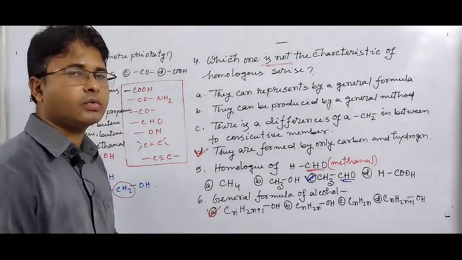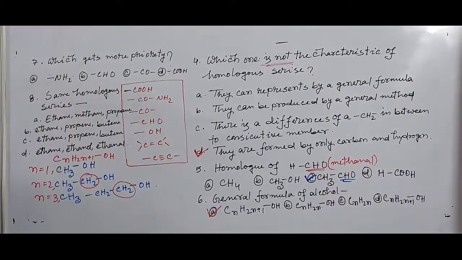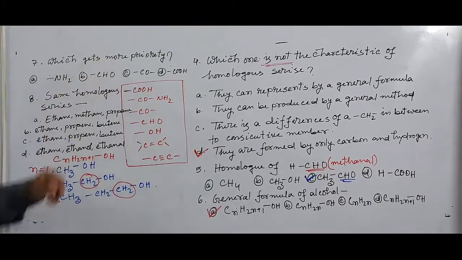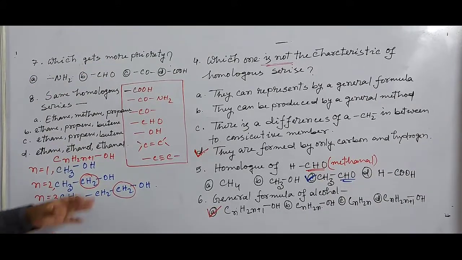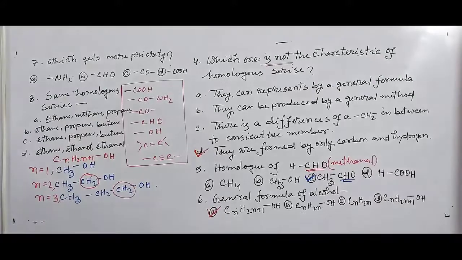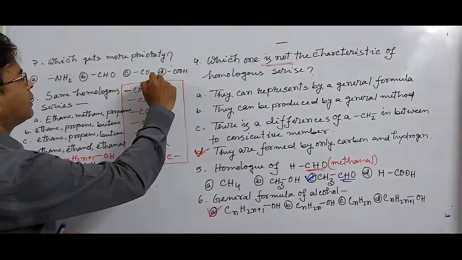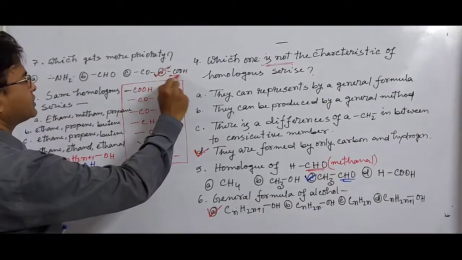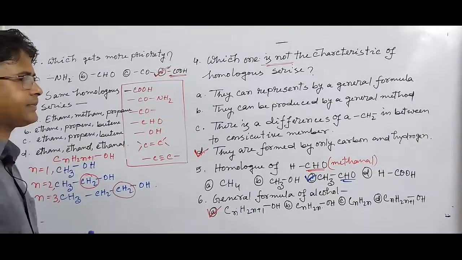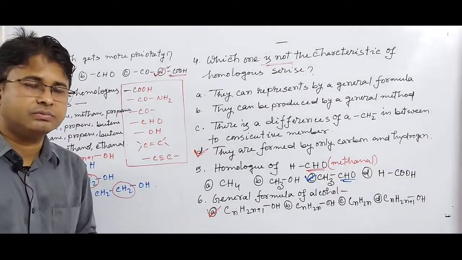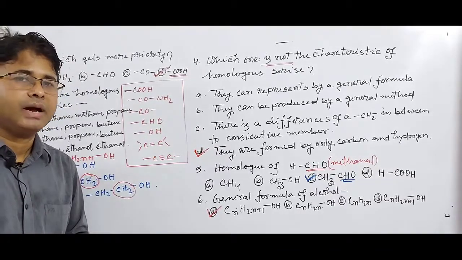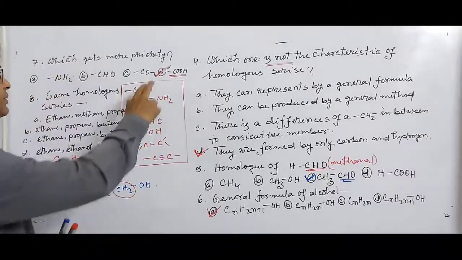And look at question number 7. Which gets more priority? You know that the functional groups are arranged according to their reactivity, and this series is also known as the priority series of functional groups. Among all those functional groups, option D gets the highest priority. So option D will be the answer.